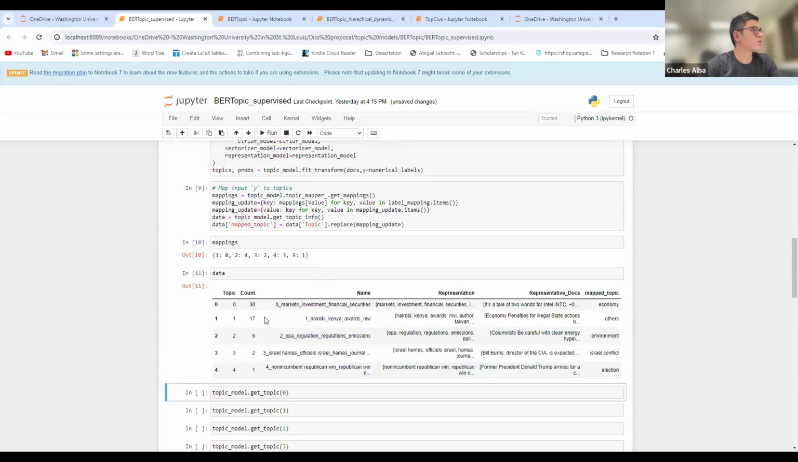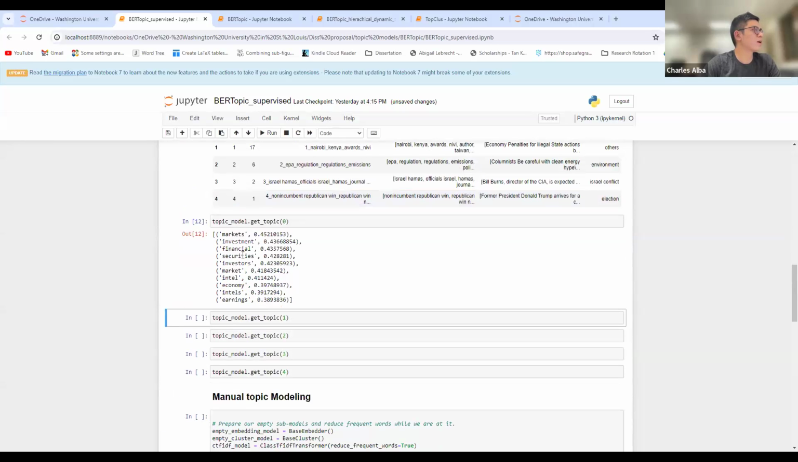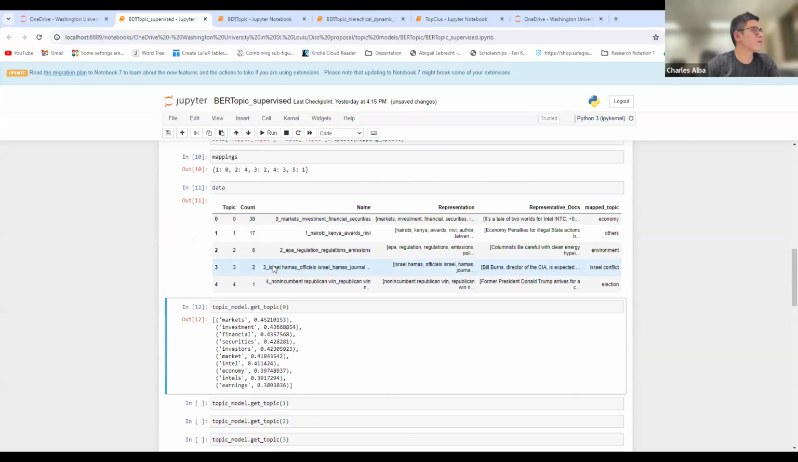Okay, so what do we get? Like I said, this is 5. So okay, economy: market, investment, financial, securities. Let's take a look at it. Market, investment, securities, market, Intel, economy, Intel. So something probably about Intel.